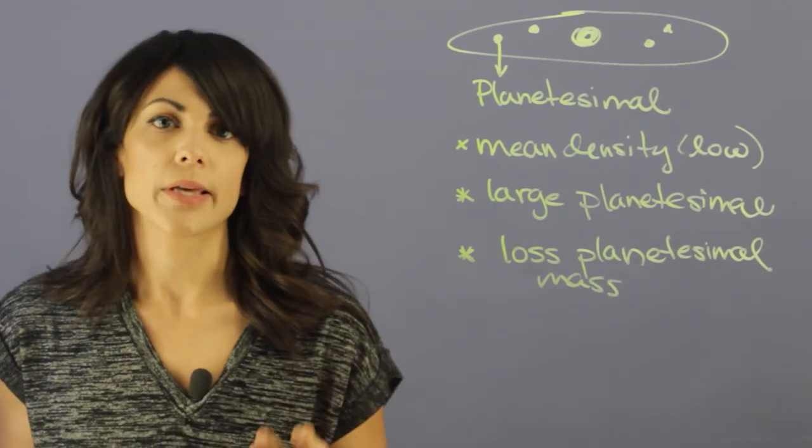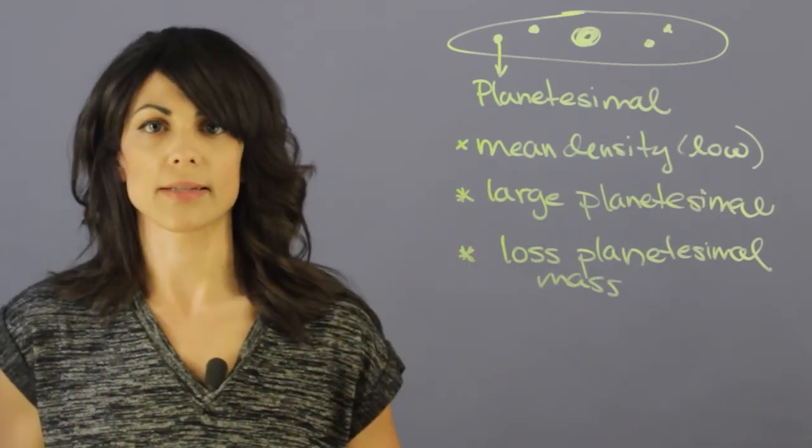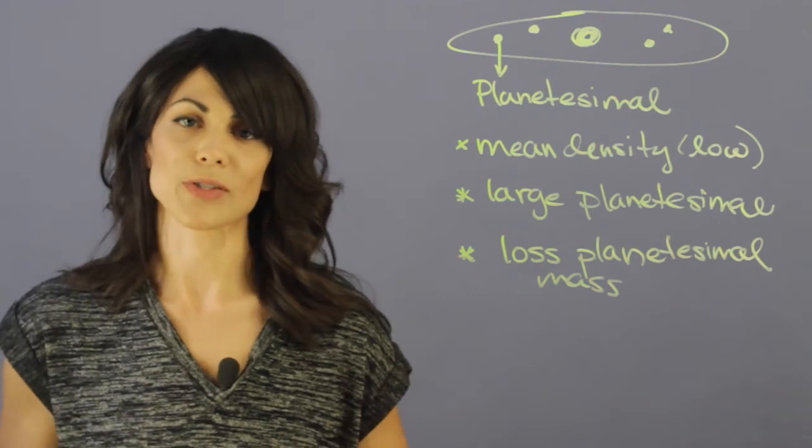So this is how Neptune really came to be. This is how it got a low mean density. This is how it got to be so far away from the Sun and so forth.